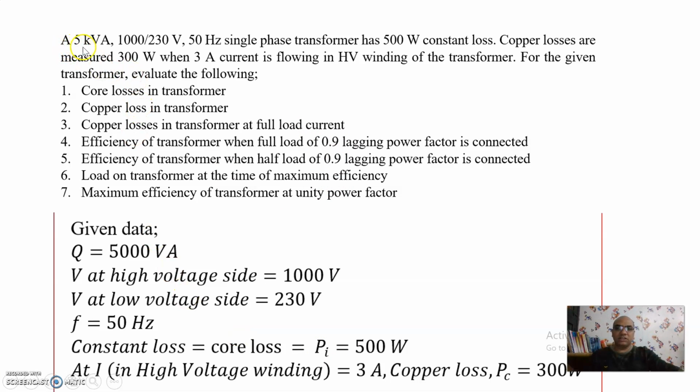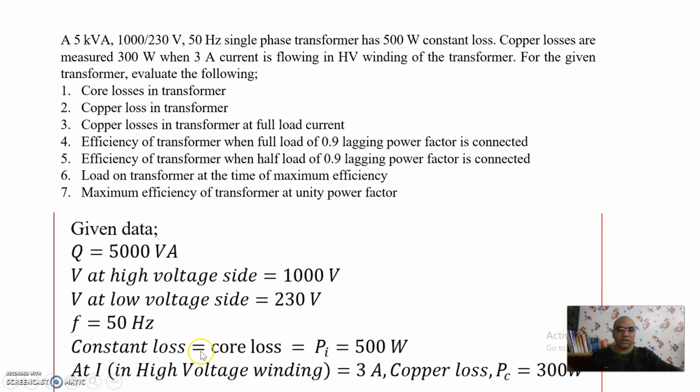You see, the transformer is of 5 kVA. This 5 kVA represents the rating of the transformer. This rating is normally represented by capital Q. So the value of capital Q is 5000 VA. K stands for kilo. Next, 1000/230 volt. This means that the voltage at high voltage side is 1000 volt and low voltage side is 230 volt. The frequency is 50 Hz here.